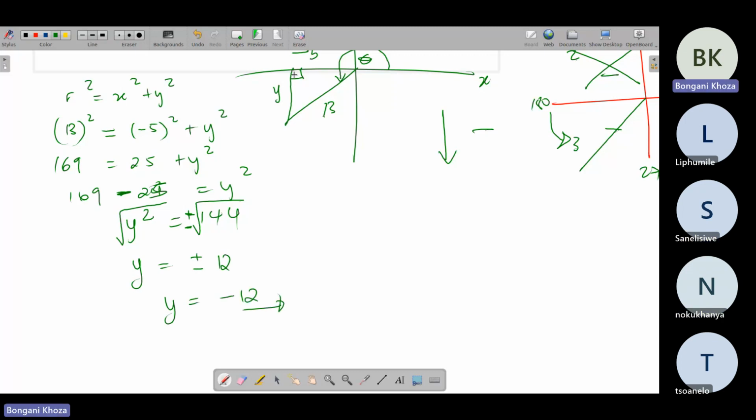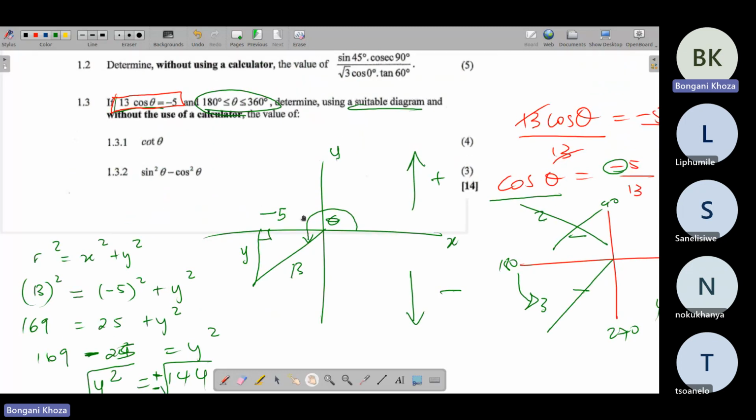So that means we'll use negative 12 for where our diagram was positioned. If our diagram was on the second quadrant like that, which y were we going to use? Positive. Right, so now we have found all our sides. Here it's going to be negative 12, like that. So now we have all our sides.